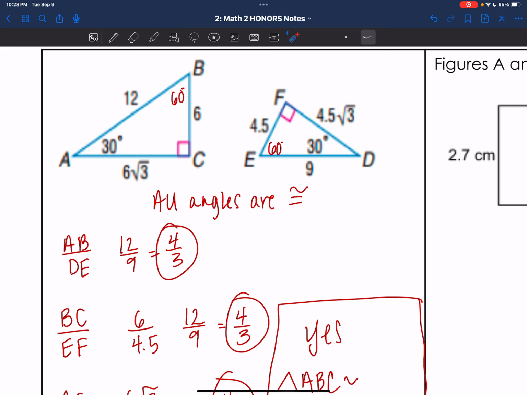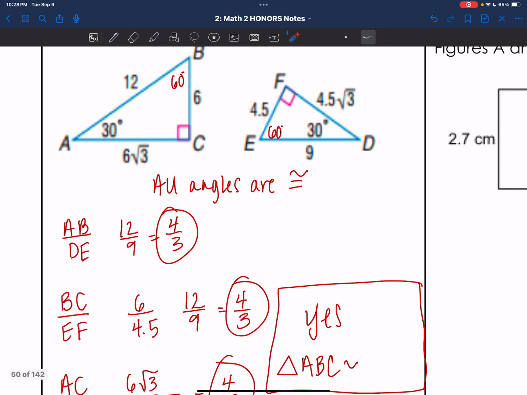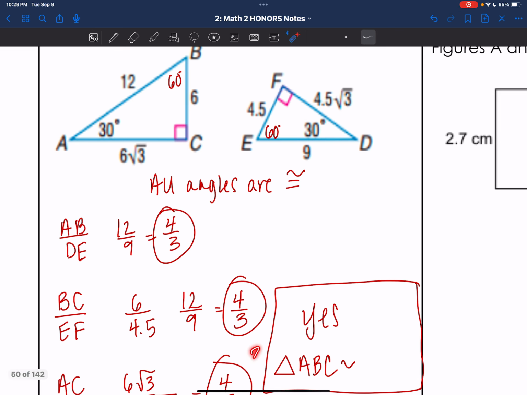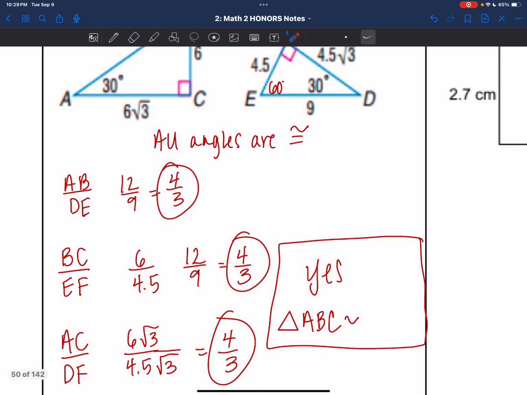Okay, so everything has to be 4/3. So now let's look at BC and EF, and that you get 6/4.5. Well, if you simplify that and divide it out, we multiplied by 2, that's where we got those from. Then, to get rid of that decimal, this will simplify to 4/3. So far so good. Now we just need to figure out, is this last one also going to be proportional?